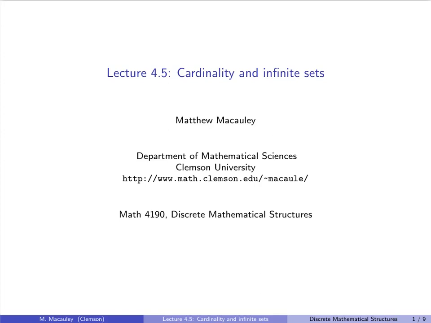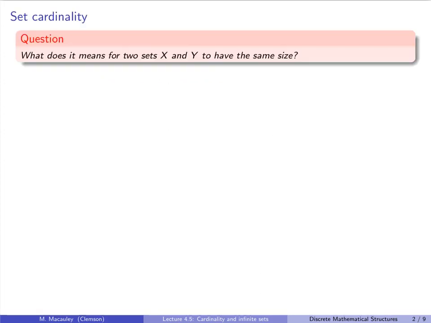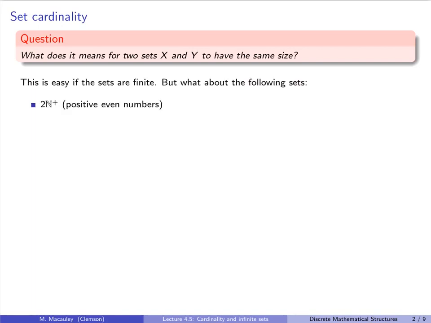Let's get started. In the previous lecture on functions, I posed the question, what does it mean for two sets to have the same size? Now I answered it, but in this lecture we're really going to explore that. Of course, this is easy if the sets are finite. We just count the number of elements and see if they're the same or not. If the sets are infinite, then things are harder.